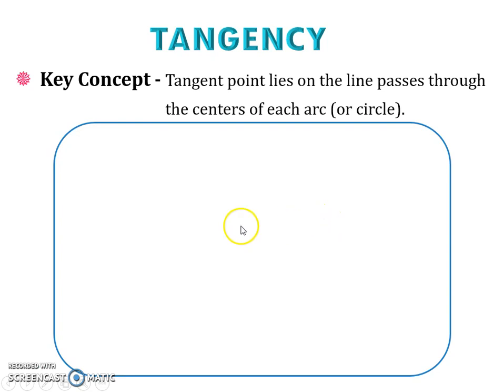Tangency stands for a tangent point. A tangent point lies on the line that passes through the center of each arc or circle.